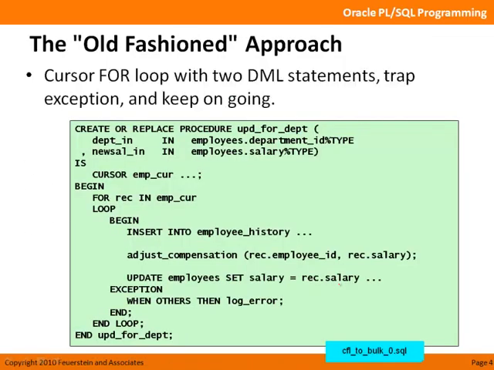So first of all, let's start by talking about what I call the old-fashioned approach. Here's a piece of code that accepts a department ID and a new salary, gets all the employees for the department ID, iterates through them using the cursor FOR loop, and then within that loop has multiple DML statements. In fact, let's take a look at the code itself.